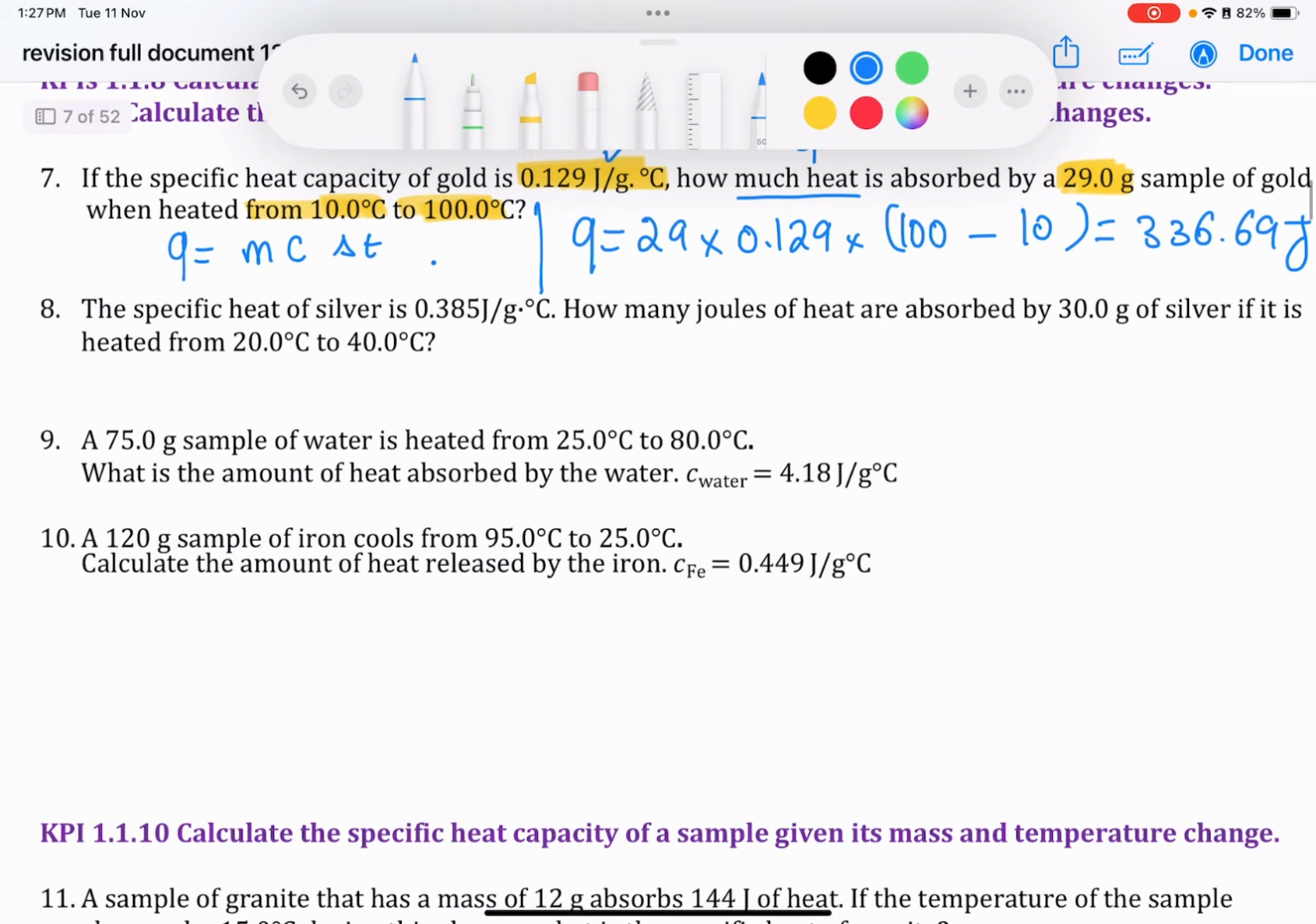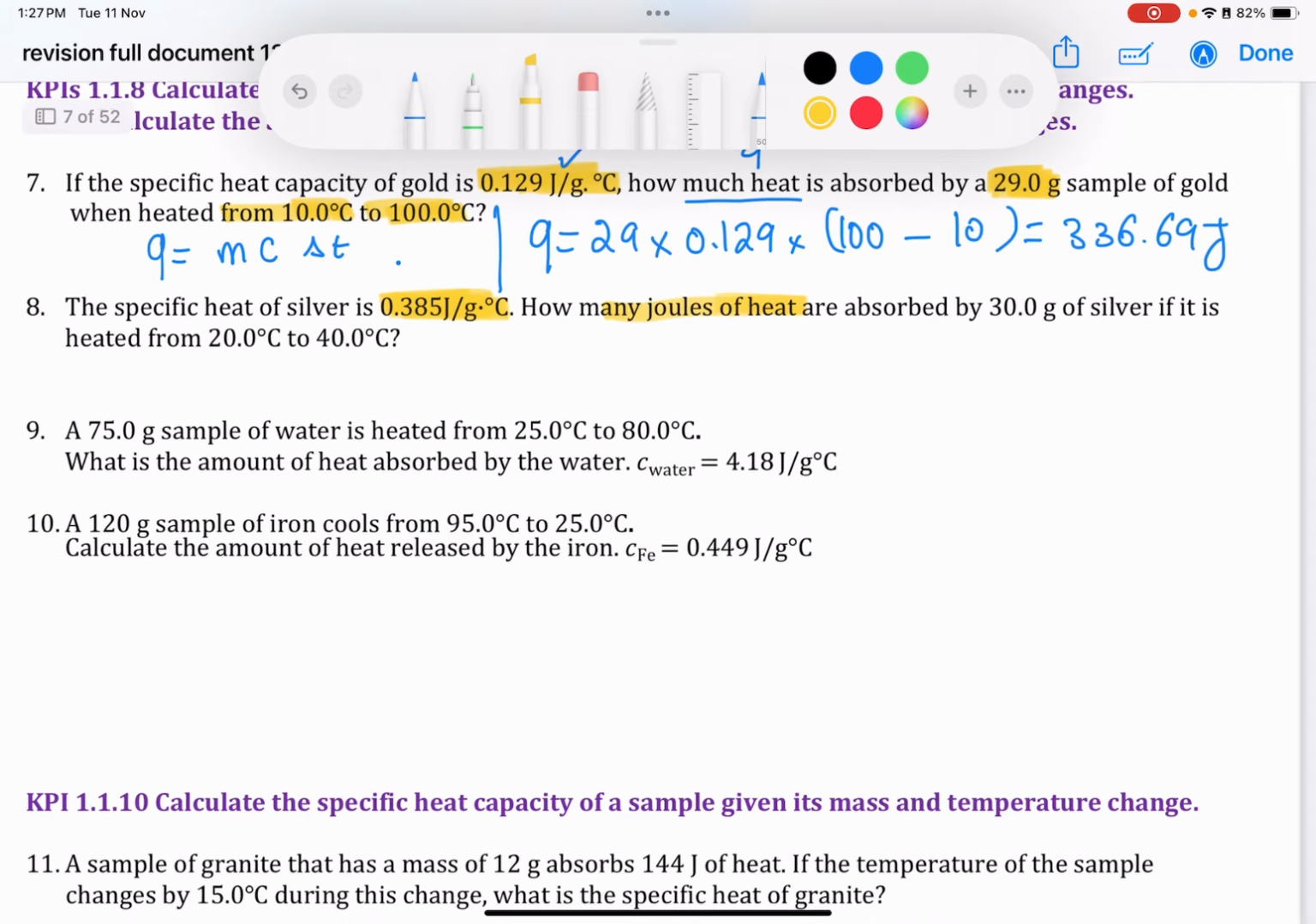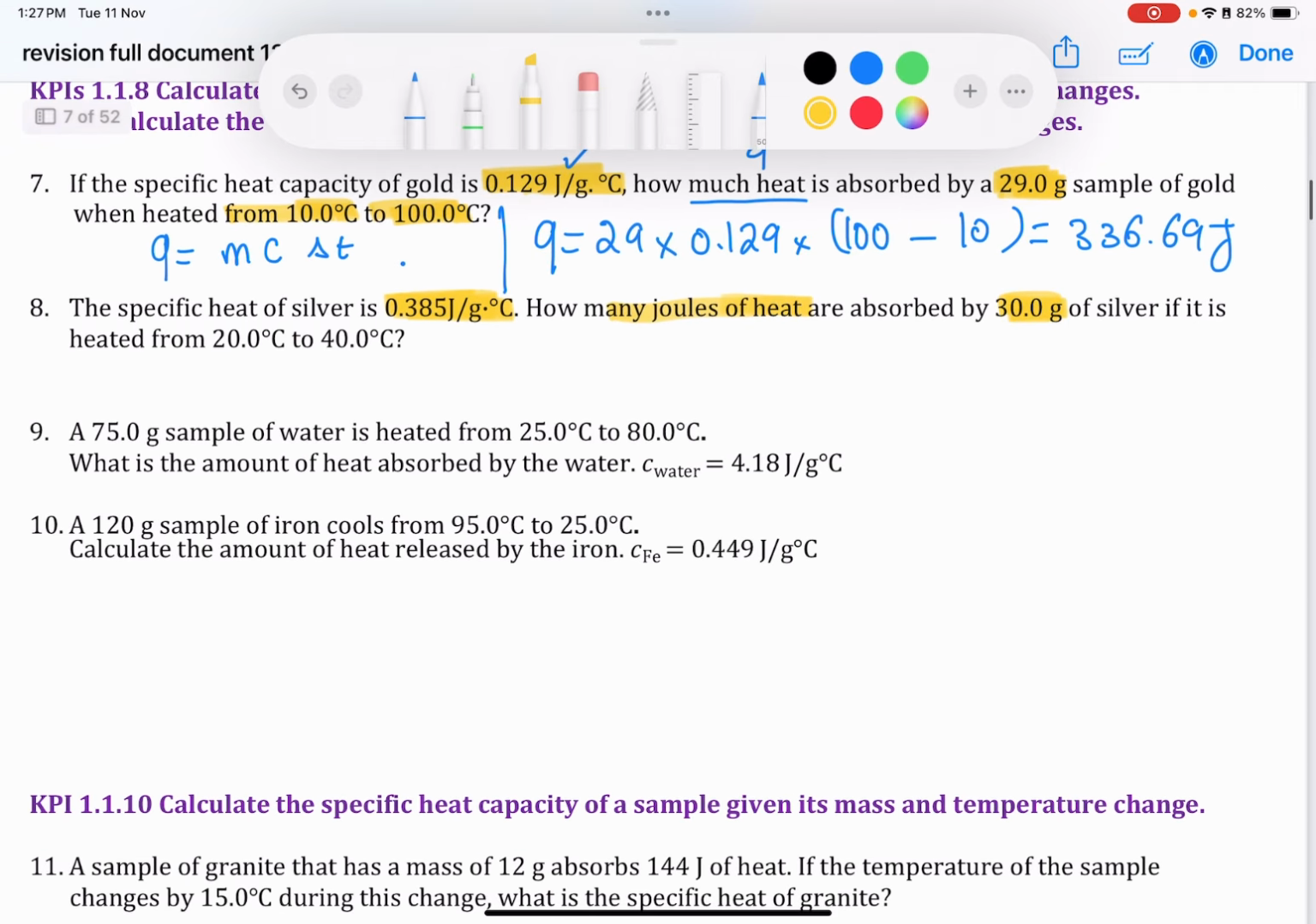Let's continue. The specific heat of silver is given. From the unit, I know that this is a specific heat capacity. How many joules of heat, Q? They want me to find Q. It is absorbed by 30 grams of silver if it is heated from 20 to 40.